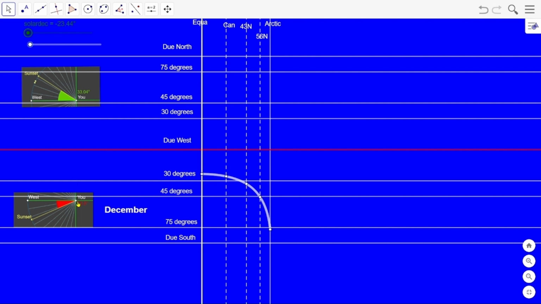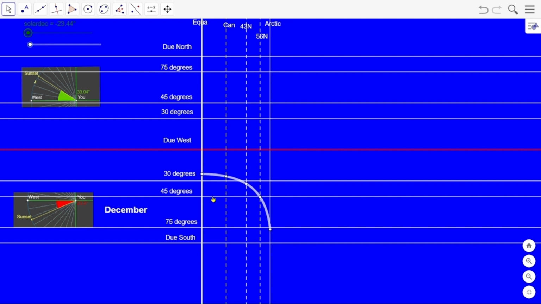So let me explain. Here we are in winter, so in winter it would be the red angle that we would be looking at. As we go across the different latitudes, at the equator, you recall that it's 23.44 degrees. At the Tropic of Cancer, you can see that it is less than 30 degrees. Once we get to 43 degrees north, it's more than 30 degrees in December at the solstice. Notice that it's right on 45 degrees at 56 degrees north, and we were about 77 degrees in the Arctic. So that's what the graph looks like.